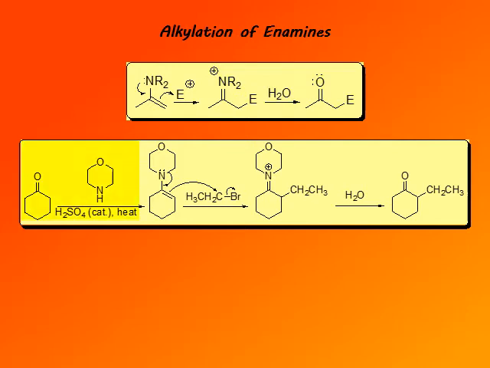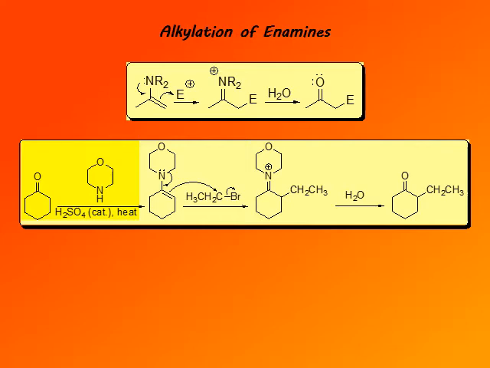And here is another quite common use of enamines. Typically, to prepare an enamine, we would use something like morpholine. This cyclic compound that has oxygen and an NH group in 1,4 positions is called morpholine. Its trivial name is morpholine.